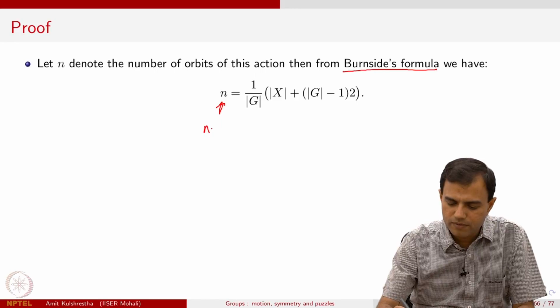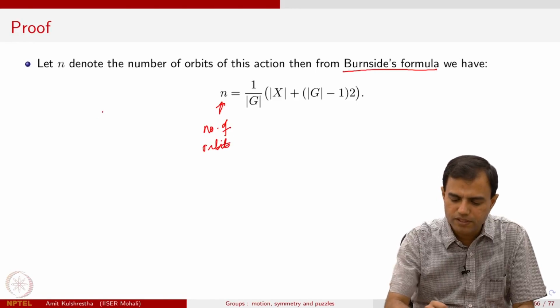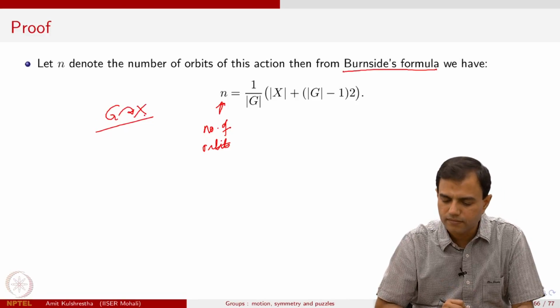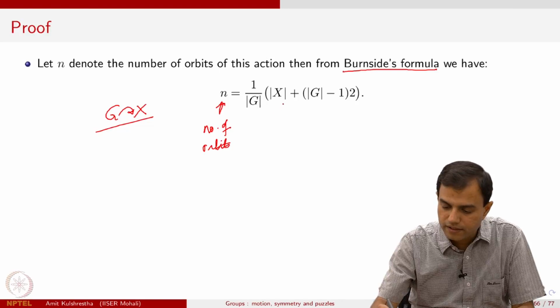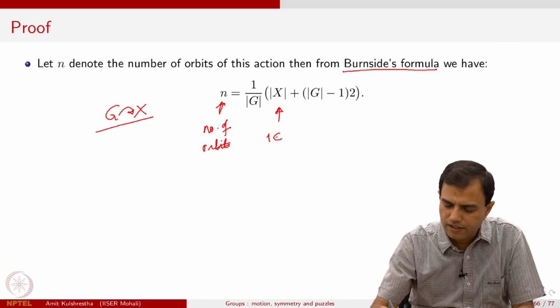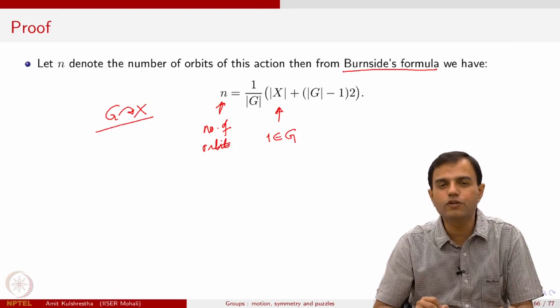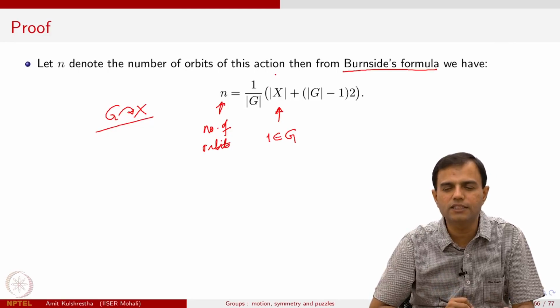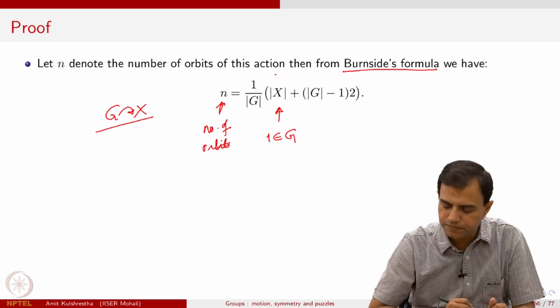So this is the number of orbits for this action. So the number of orbits for the action in question is this, and why is this there? So the identity is going to fix all the poles. How many poles are there? The size of the set X. X is precisely the set of poles.